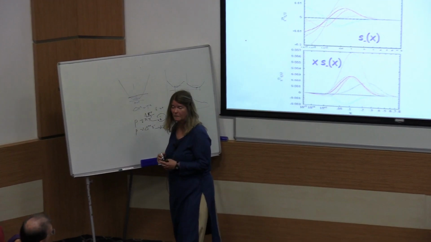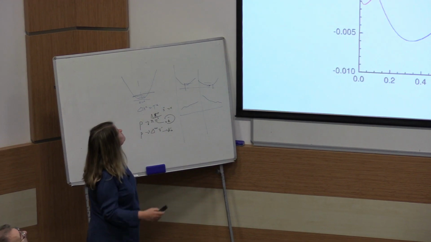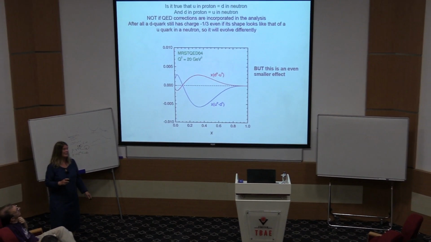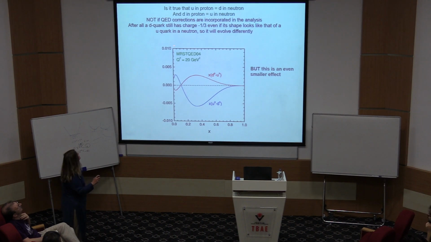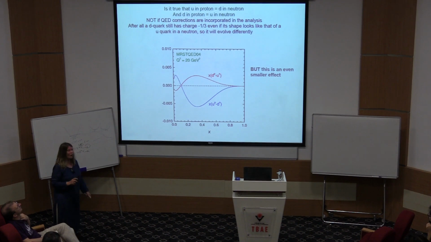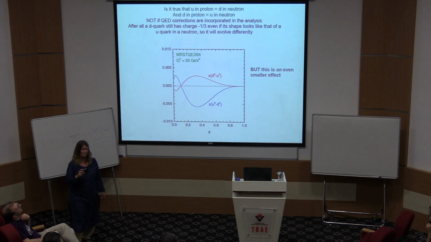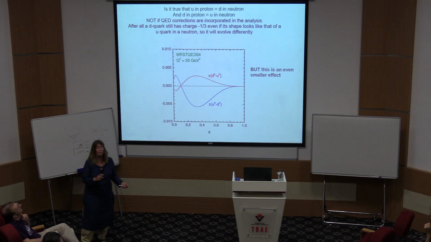Okay. And the last thing in this is a tale of caution about things that work reasonably well, but let's not believe them 100%. Is it really true that U in the proton is D in the neutron and vice versa? Well, it can't be ultimately, can it? Because even if it is a U in the neutron, which might look a bit like a D in the proton, it's still a U quark, and it's still got charge 2/3, not minus a third.